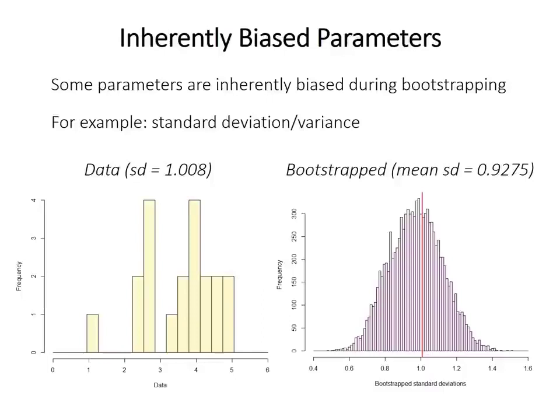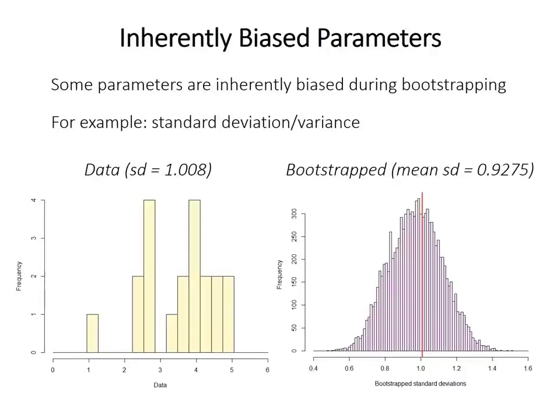So there is one caution, and that is to note that some parameters are inherently biased during this bootstrapping process. Measures of dispersion, like standard deviation or variance, are really the most common example of these biased parameters. So let's say that I resample this data on the left here with replacement, as our procedure for bootstrapping calls for. Remember that we can sample values multiple times or not at all if we're sampling with replacement.